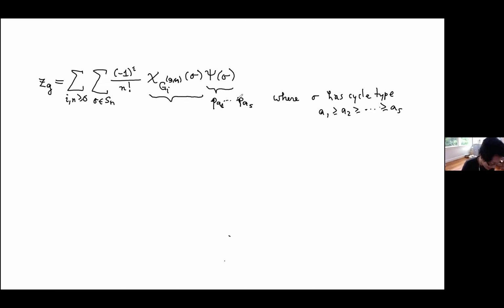So what does this mean? What is a character? The character is a trace of a certain matrix. If you write the action of sigma on the vector space GGN_i in terms of a basis, you get some square matrix, and the character is the trace of that matrix. And we have a basis that we in fact described on the first slide.